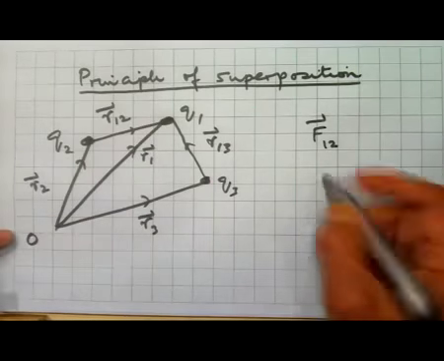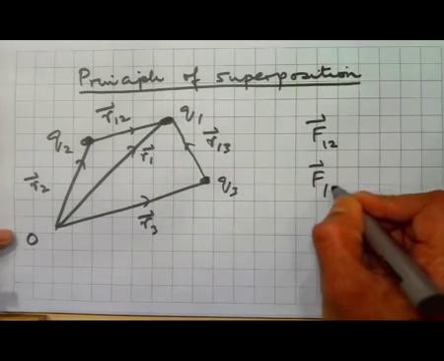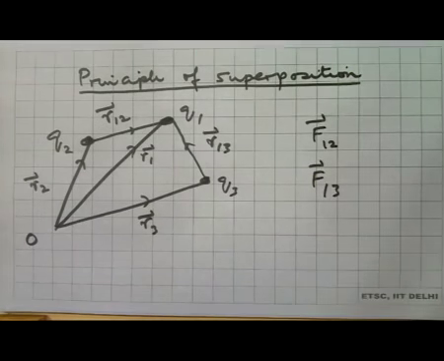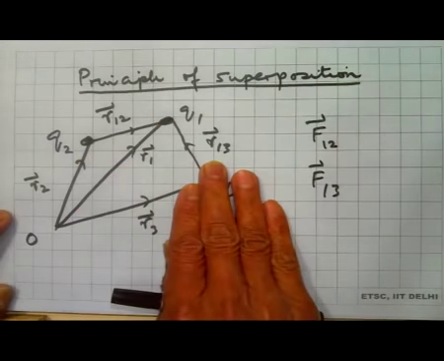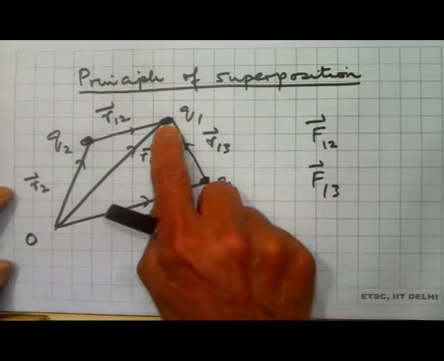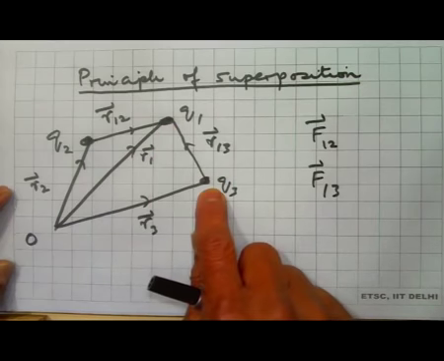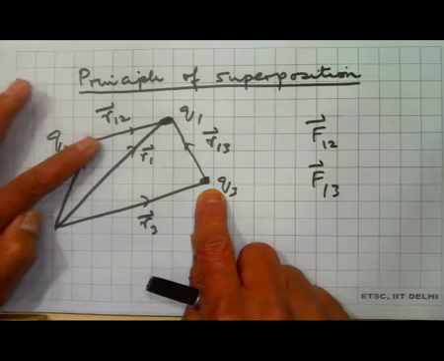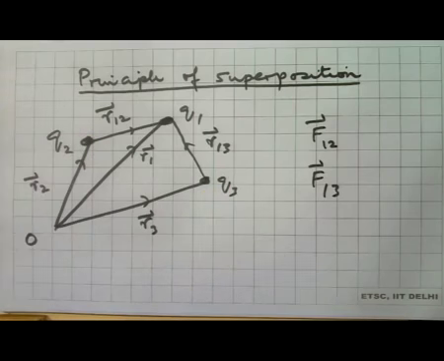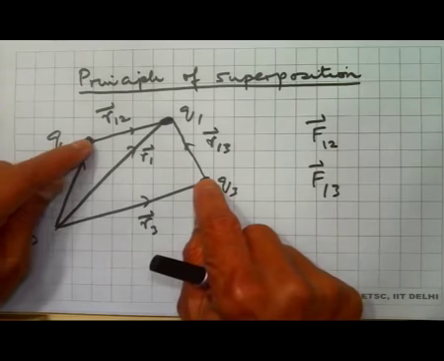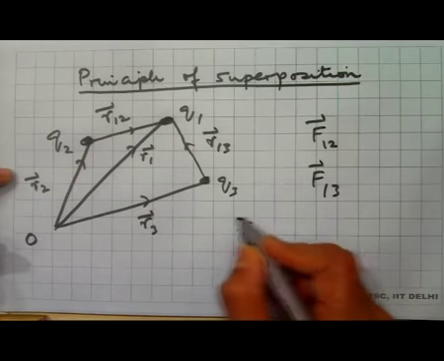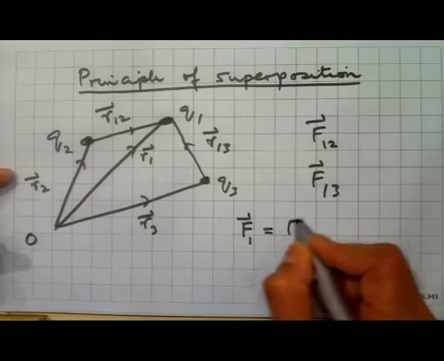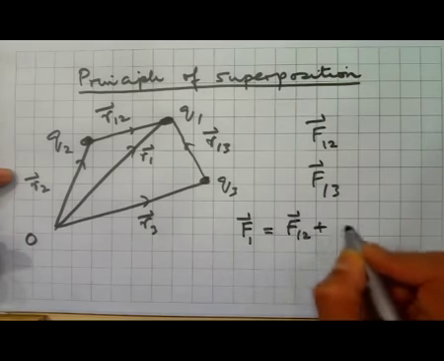Let me call that F13. So, F12 is the force on Q1 because of Q2 in the absence of Q3. F13 is the force on Q1 because of Q3 in the absence of Q2. Now, I put both the charges in this position and I want to calculate the force on Q1. What is found is that the force on Q1, which I call F1, is actually F12 plus F13.